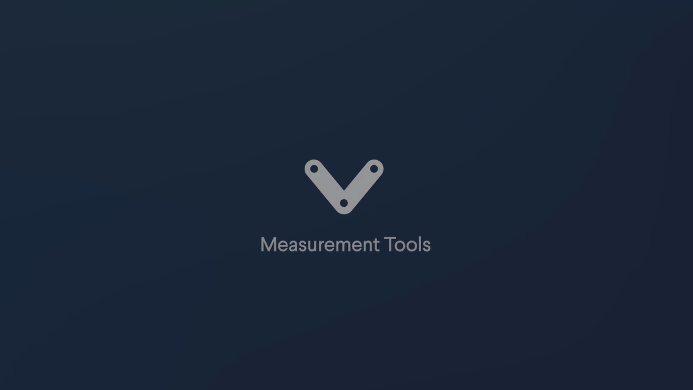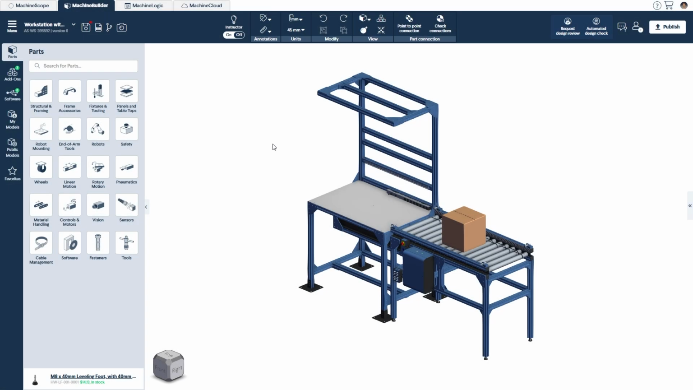Welcome to this MachineBuilder quick tips video on using the measurement tools. There are 3 different measurement tools that can be found under the annotations section in the top toolbar.